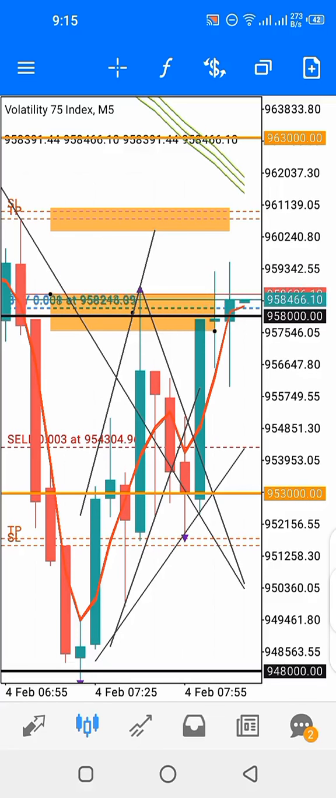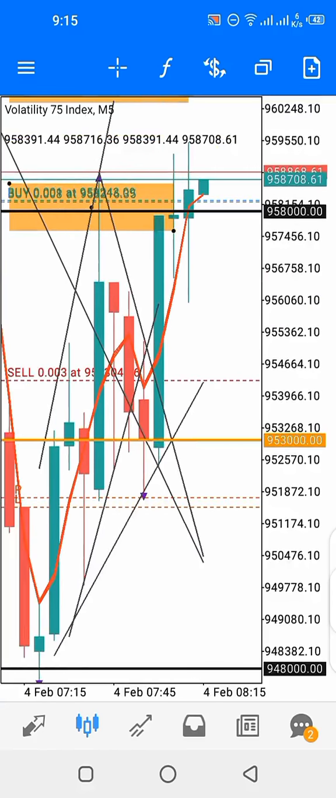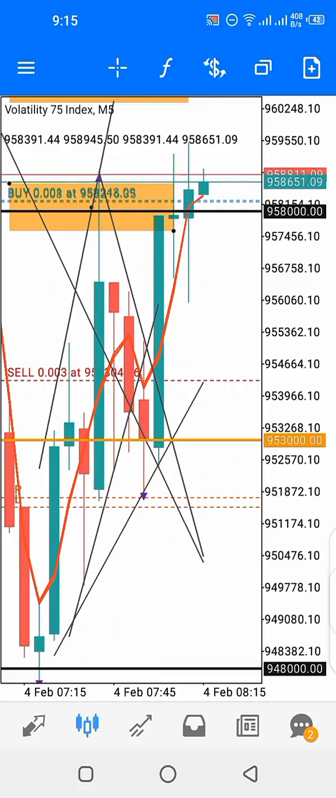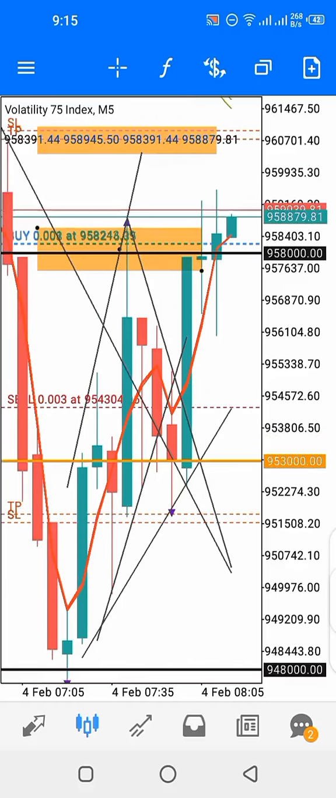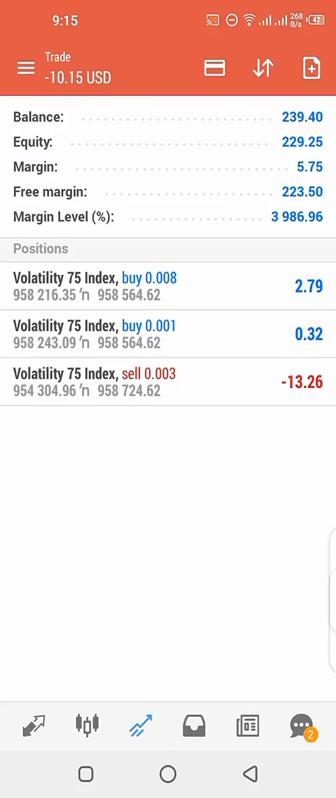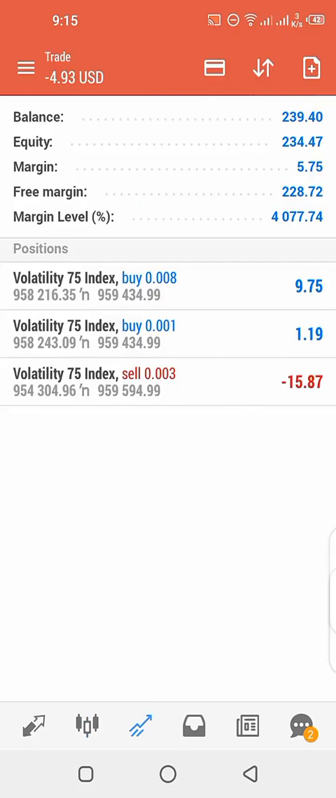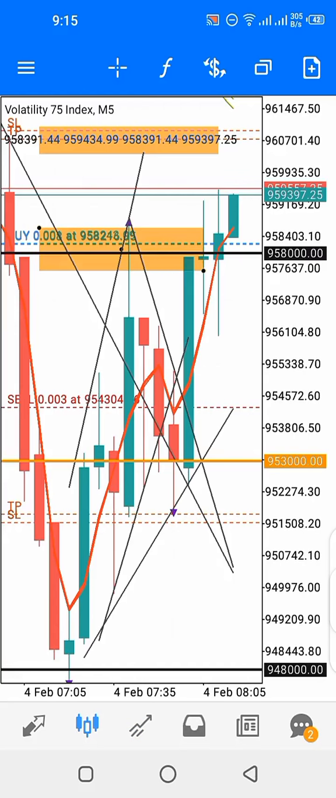Okay, the current candle just closed bullish. So let's now observe what is going to happen. Are we going to see price retracing, or a bullish price move upward? Let's try and observe what can happen.